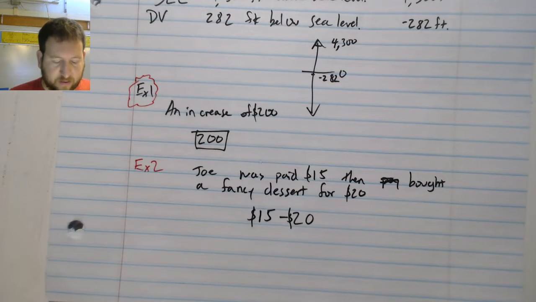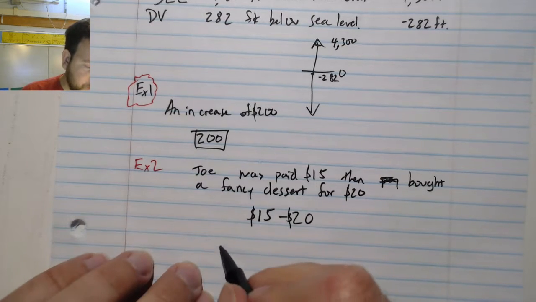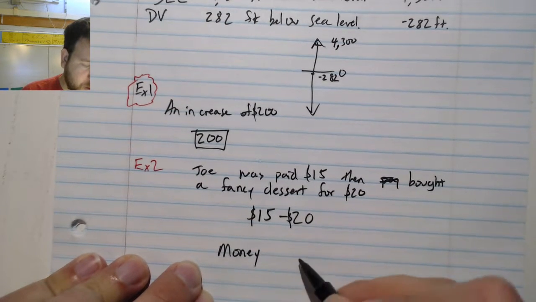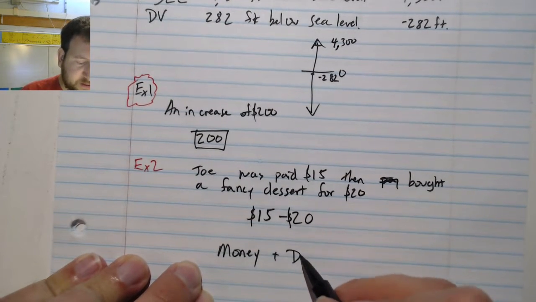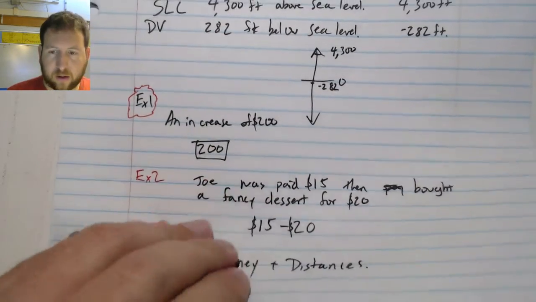Now, a lot of times this minusing comes in money and it comes in distances. So expect to see money and distances in a lot of these problems. Okay, let's look at a couple more. If you feel like you get it, go on.